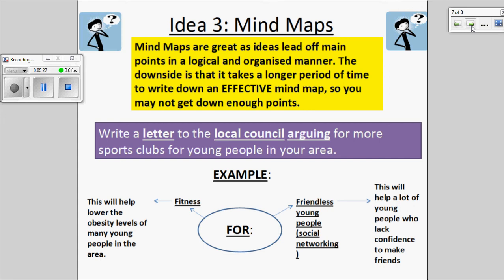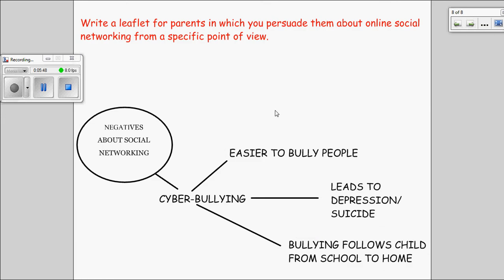So for example, at the bottom, fitness is one of your key points. You want to talk about how a sports club in the local area would help lower the obesity levels of many young people in the area. Straight away, you know that one of your paragraphs is going to be about fitness, and you know that you're going to spend time talking about obesity levels and how it would help lower that. So it's doing a lot of the work already for you.